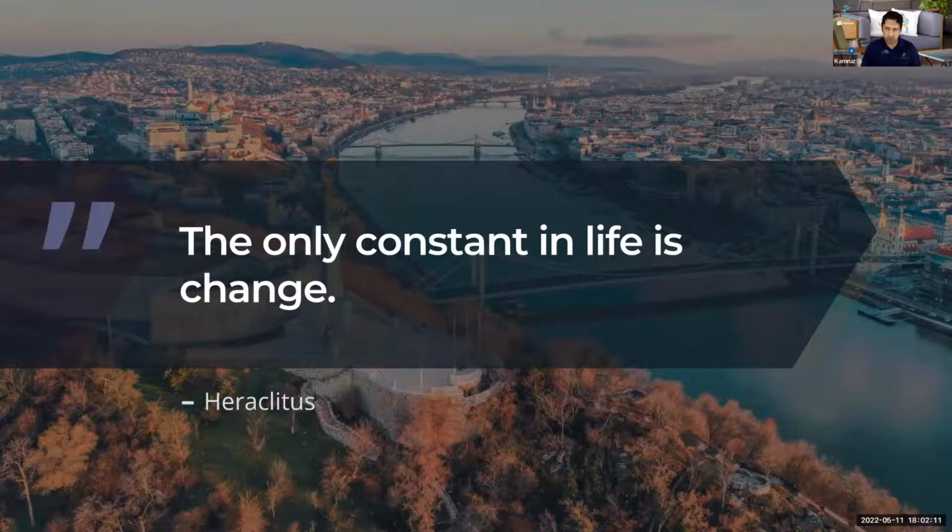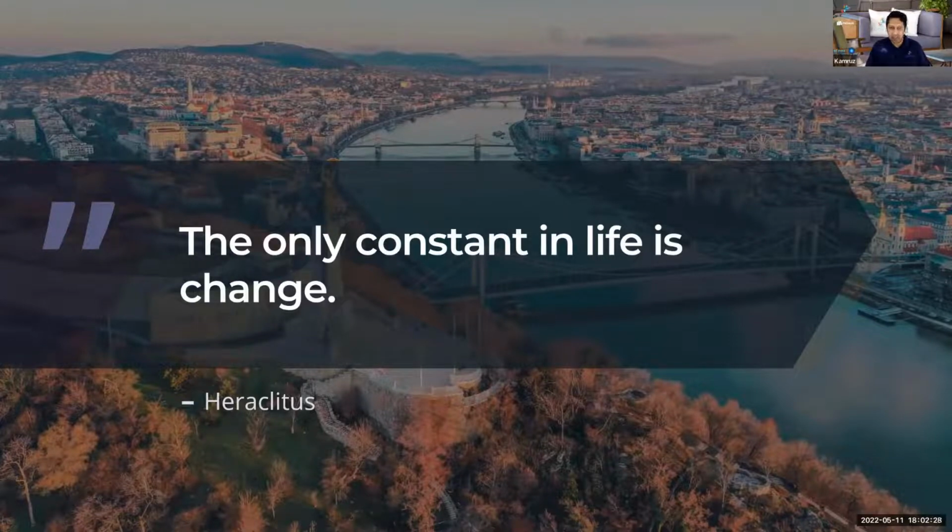But in IT, change is always guaranteed, and it's never a case of if, but when that change is coming. So we need to embrace that change. We need to keep up with these technology changes. We've all gone through these changes.